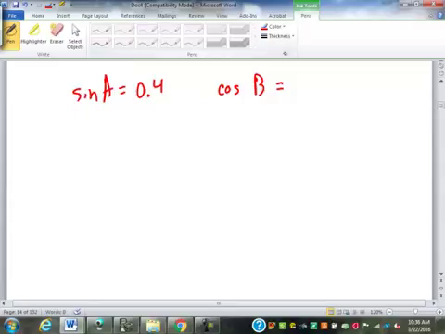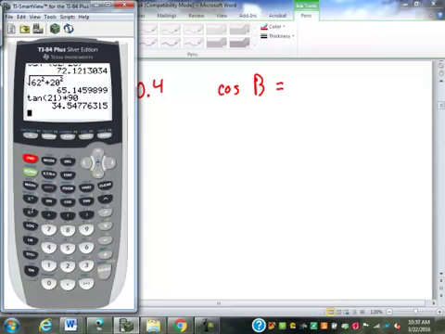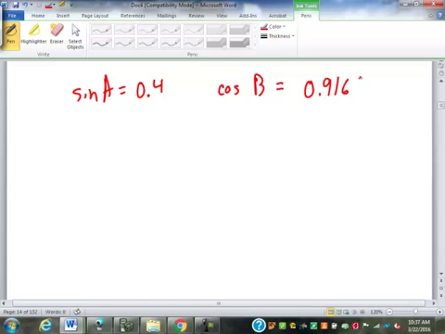If I know that A and B are the two acute angles of a triangle, and I know that the sine of A is 0.4, how could I find the cosine of B? 0.9165. How did I come up with that? Well, because I know that the sine of an angle squared plus the cosine of an angle. Oops. I was just finding cosine of A, not cosine of B. Sorry about that.